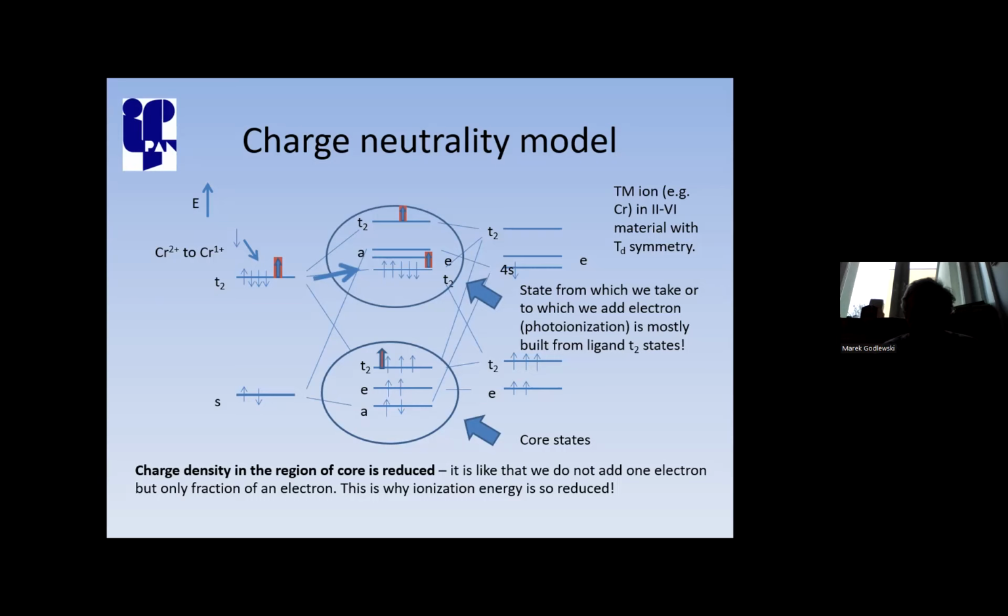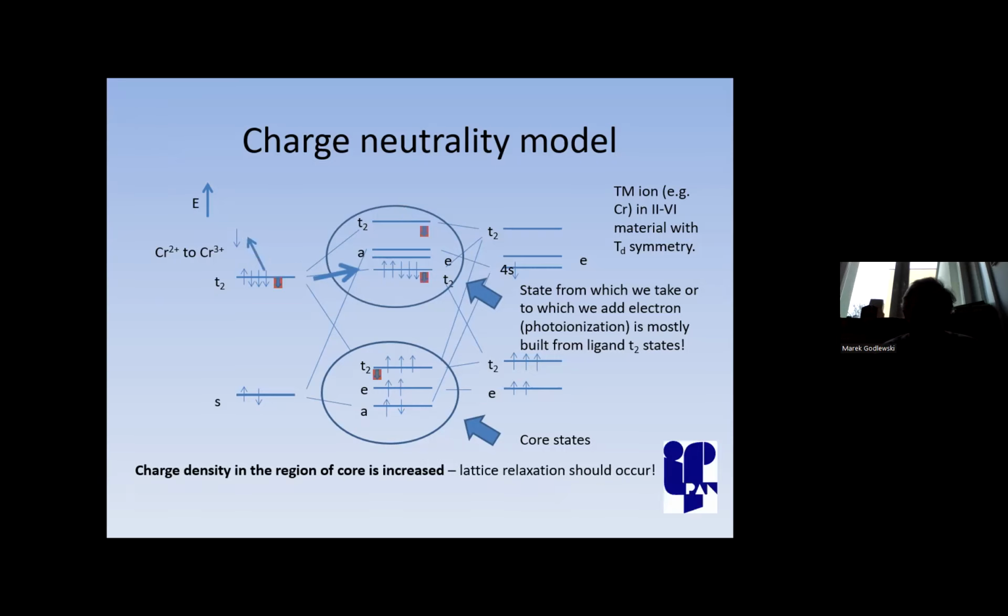Now if we go from chromium 2+ to chromium 3+, it means that we remove one electron from the T2 shell. Instead of 6, we'll have 5. Due to reduced electron repulsion, this level will go down. If it goes down, it pushes these two levels by interaction also down. It means that the density of electrons in the core area is increased, and it's not increased by 1, but by a fraction of 1.